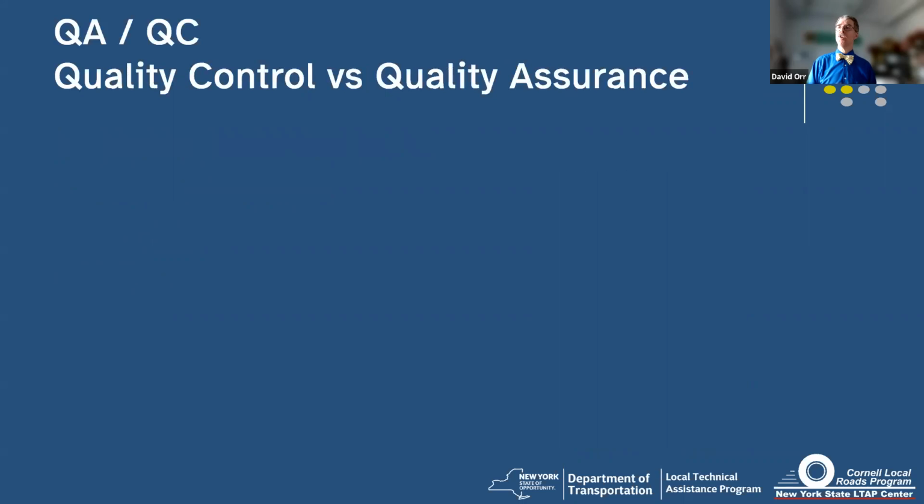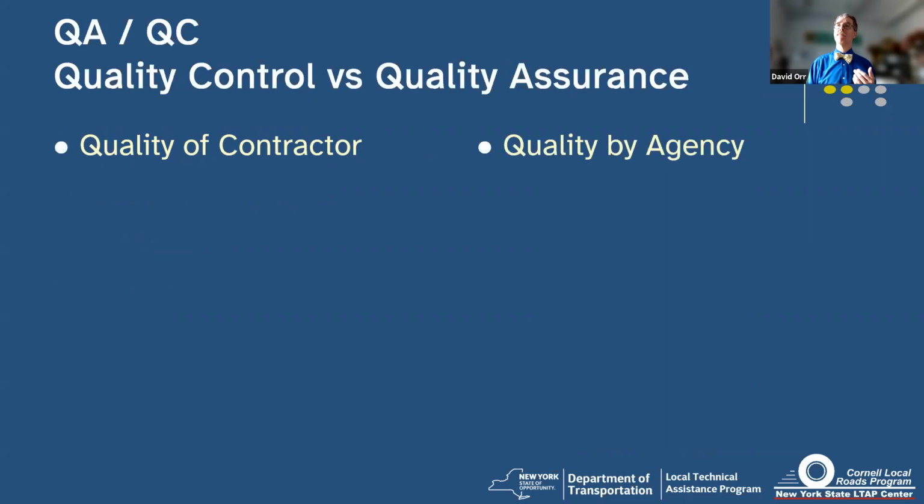Okay. Now, QA, QC does not stand for quit asking, quit checking. QA, QC is quality control, quality assurance. Another way to think about it that actually can help you as a mnemonic for remembering things is QC is the quality of the contractor, QA is the quality by the agency. But the idea is making sure you've got processes in place. Does the steel meet spec? Is the concrete strong enough? Is the breakaway hardware the right type?